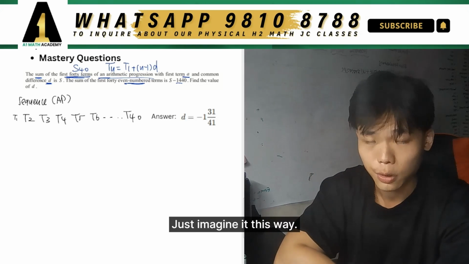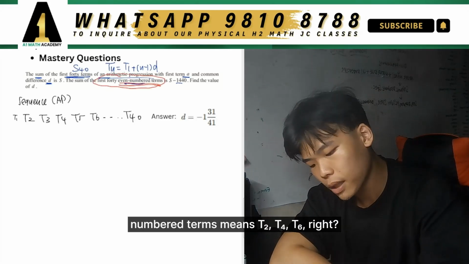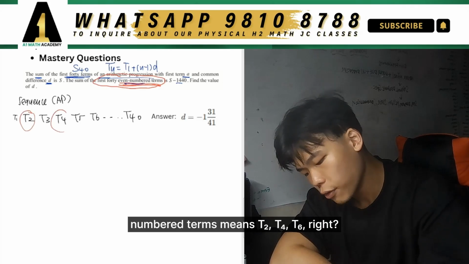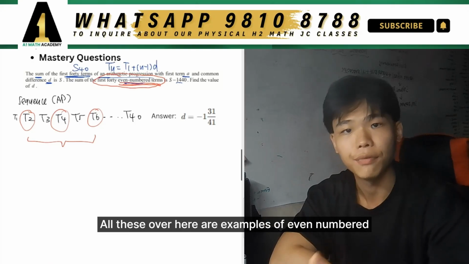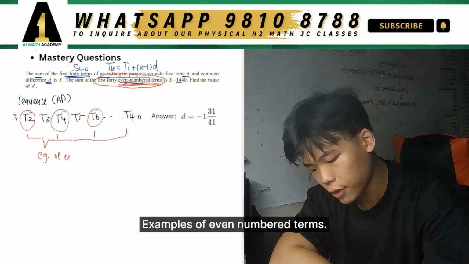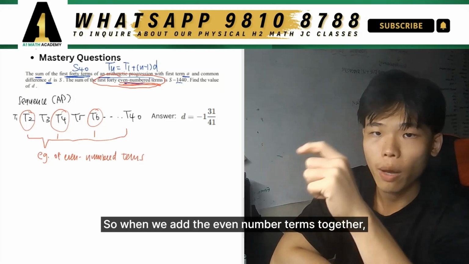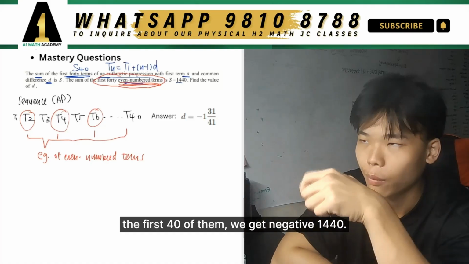Okay, just imagine it this way. When they say the sum of the first 40 even numbered terms, it means T2, T4, T6, right? All these over here are examples of even numbered terms, inclusive of this one and this one. So when we add the even numbered terms together, the first 40 of them, we get negative 1440.